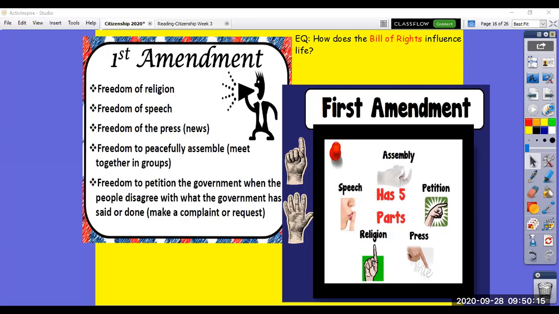There's 10 amendments in the Bill of Rights. So we're going to go over the first 10. Today we're going to do 1 through 5. We're going to pause. Then Thursday we're going to finish up with the rest of them. Okay.